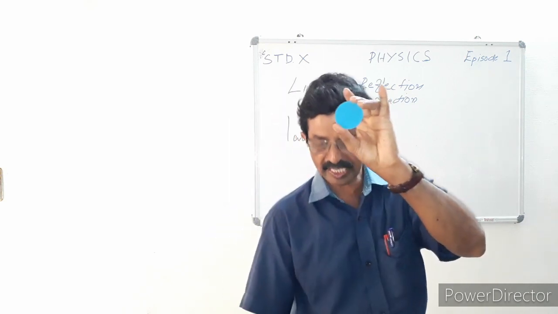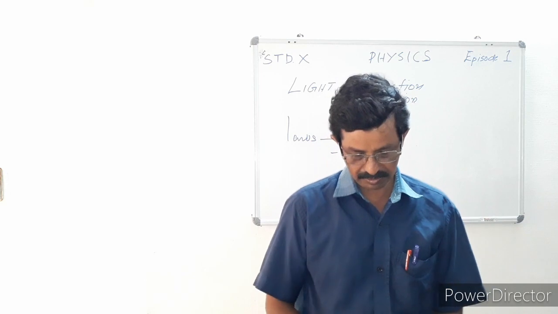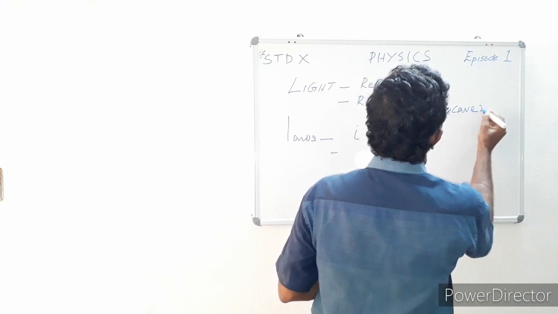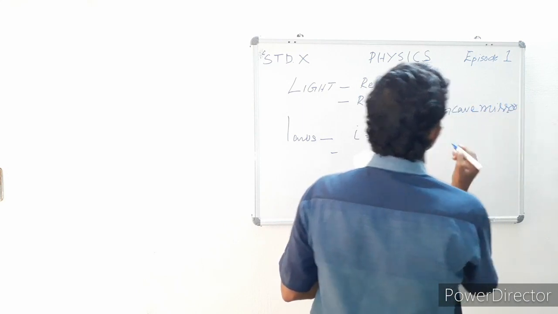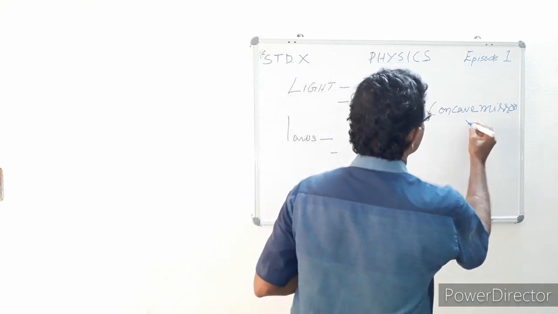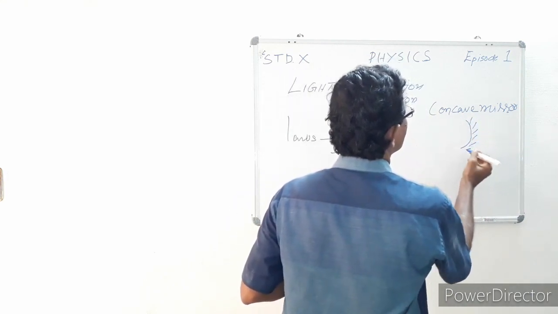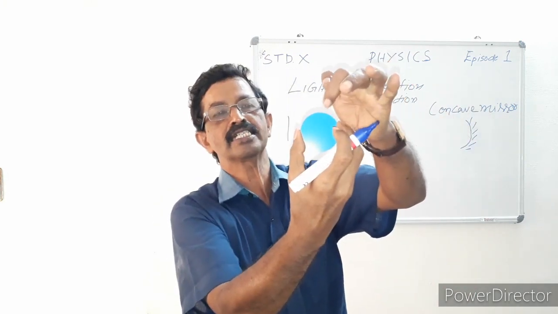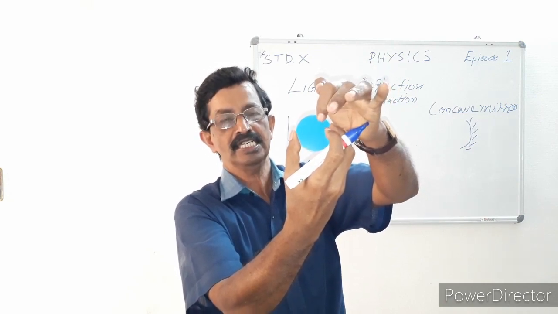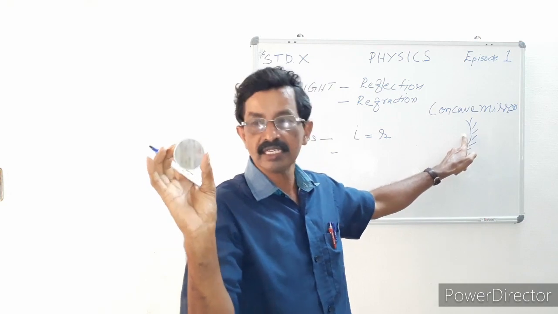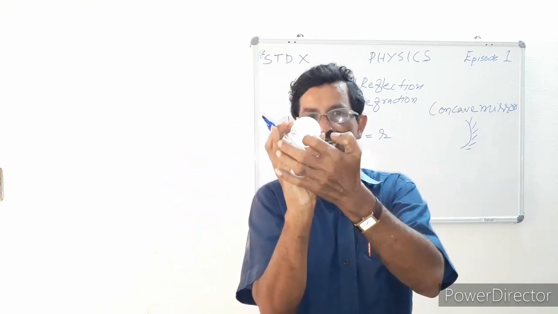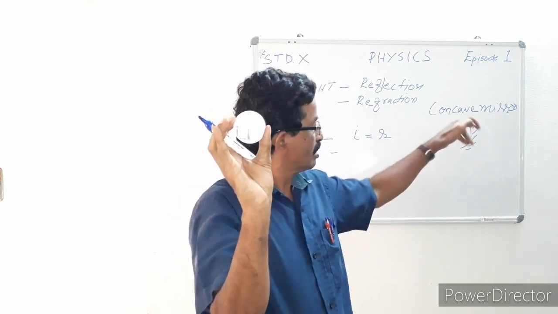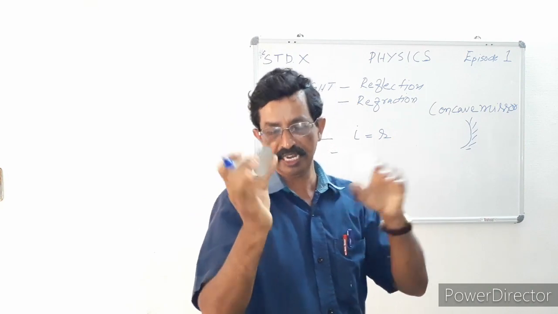When we draw the diagram for a concave mirror, this lined part has no reflecting surface, but this part here is the part that reflects. Here only it is reflecting. This is the characteristic of a concave mirror.